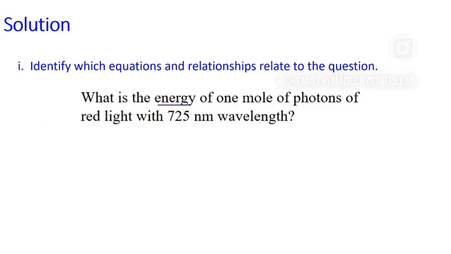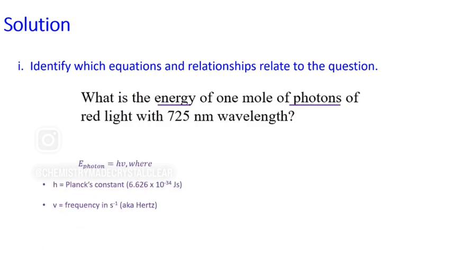try to identify any equations and or relationships that might be helpful to us in generating a solution. We see a reference to the energy of photons. And I seem to remember an equation where the energy of 1 photon of electromagnetic radiation is equal to h, that's Planck's constant, 6.626 times 10 to the negative 34 joule seconds, times the frequency given by Greek letter nu. And the units of frequency are seconds to the negative 1, also known as hertz.